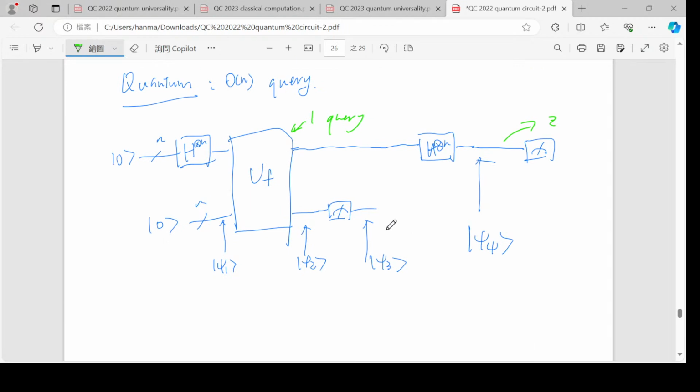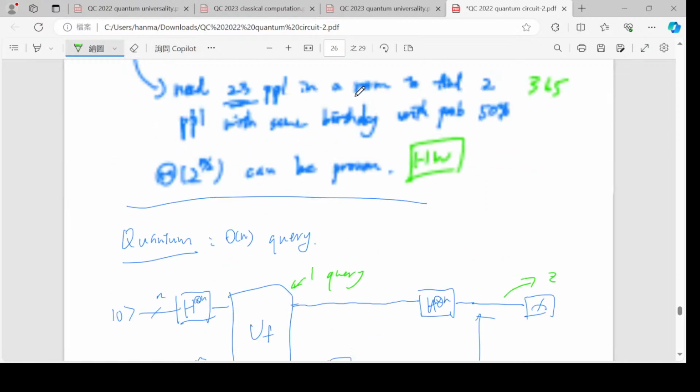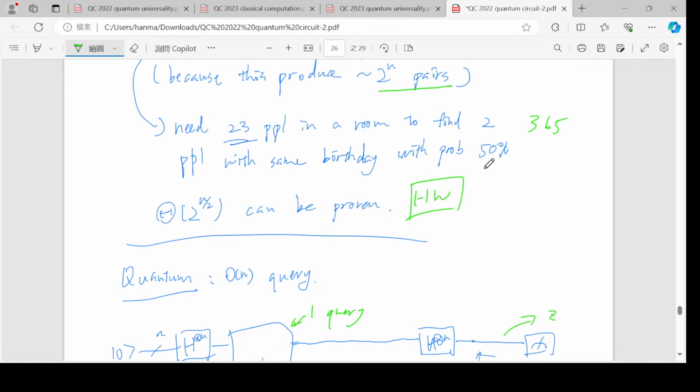So how many quantum queries do we need to solve Simon's problem? We only need order small n queries. So that will be an exponential improvement. Classical is theta of square root of big N, which is 2 to the small n over 2. But quantumly, we only need order small n. And now you see there is an exponential difference.